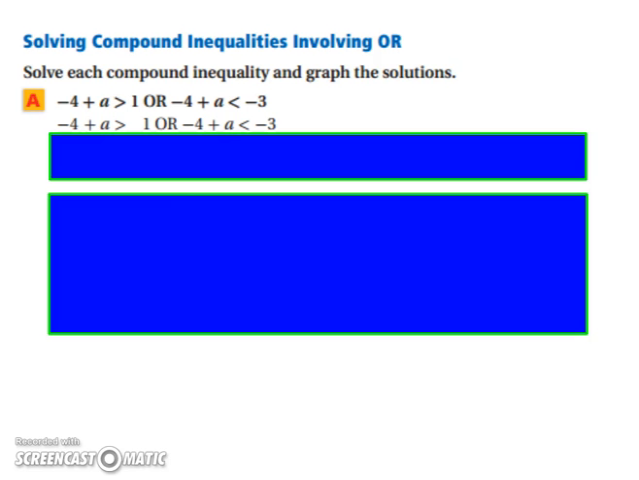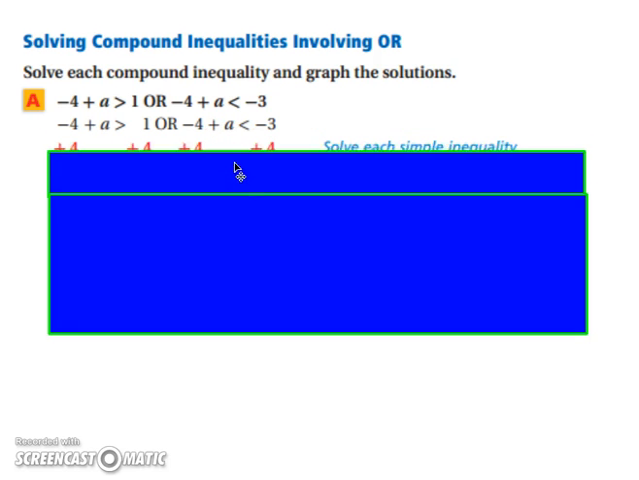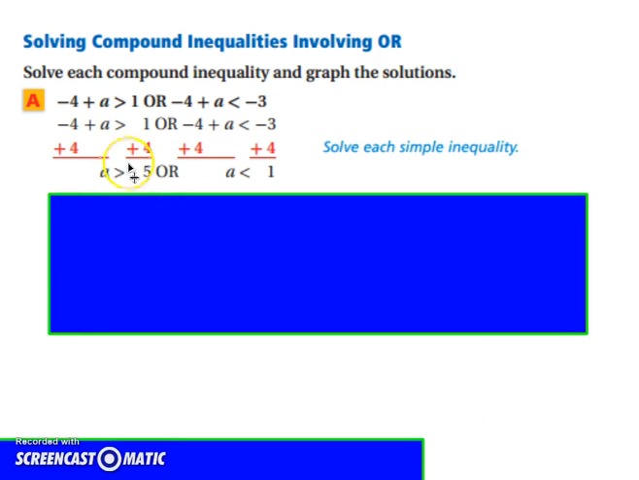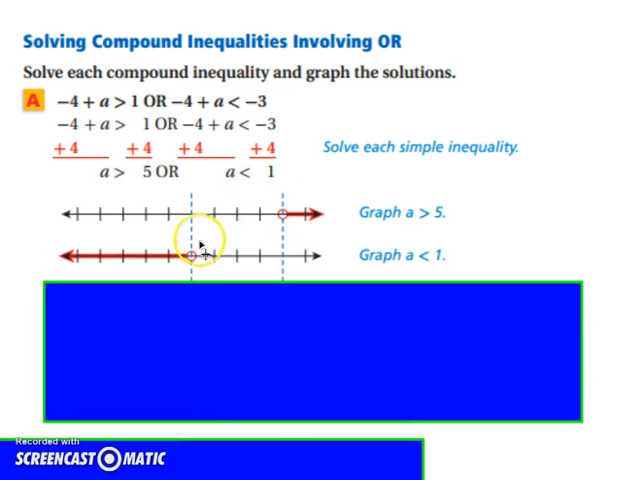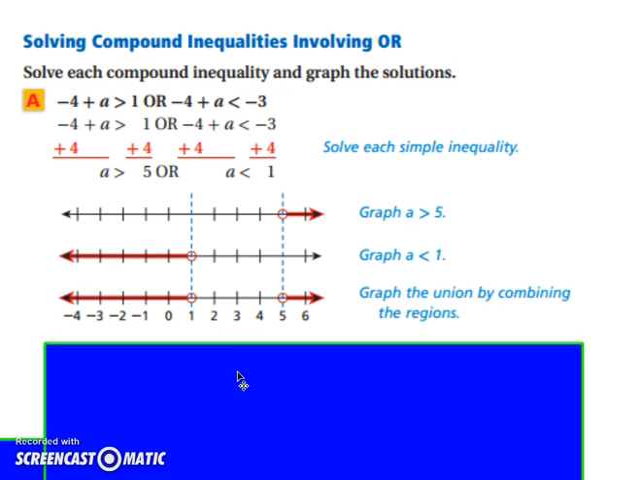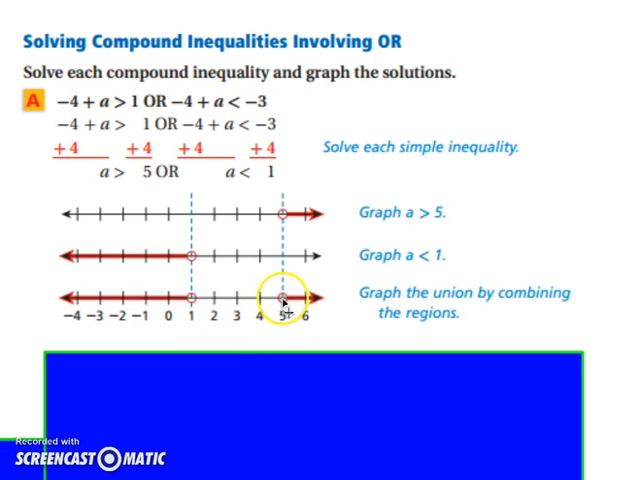Alright, solving compound inequalities involving OR. Okay, so we want to get a by itself in this case. So we're going to add 4 to both sides and then add 4 to both sides for this one here, leaving us with a is greater than 5 or a is less than 1. Notice nothing's going to overlap. So we have a is greater than 5. It's an open circle and it's greater than. And then we have a is less than 1. And then just combine them. So we have greater than 5 and less than 1.